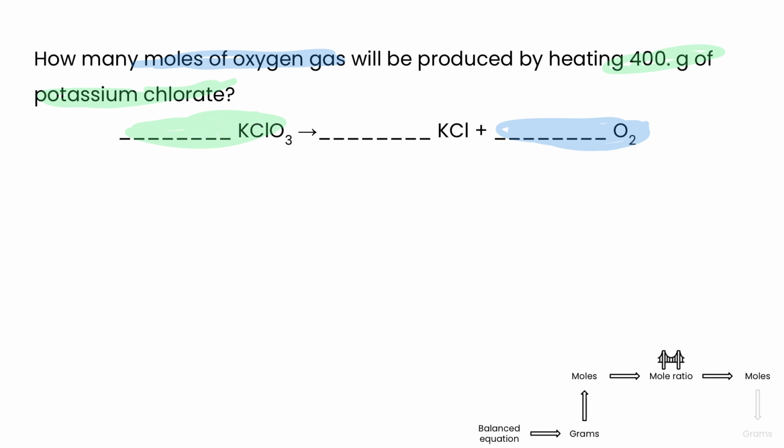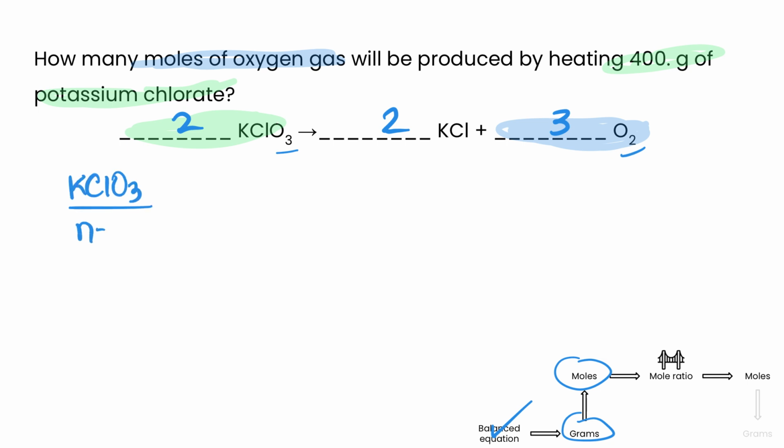So the first thing we need to do is start with balancing our chemical equation. You can see we have 3 O's and 2 O's here. So if we use a 3 here and a 2 here, that's going to balance our oxygen. And then we need a 2 here to balance the potassium and the chlorine. Now that we've done that step, we're going to convert from grams to moles. So this is for the potassium chlorate.